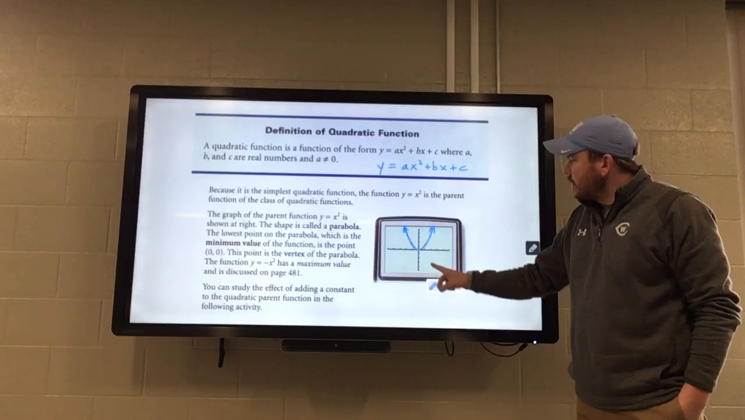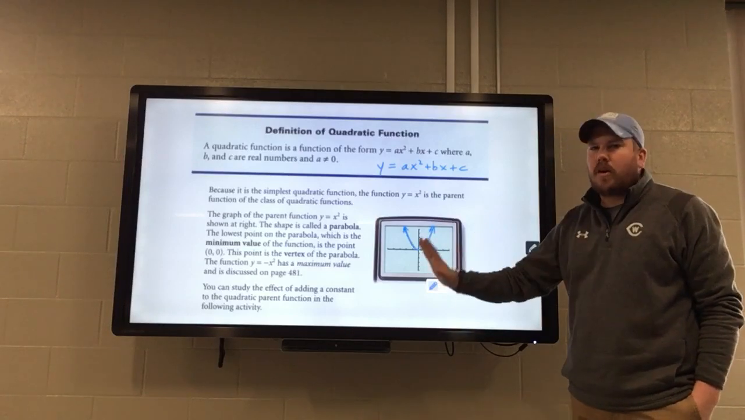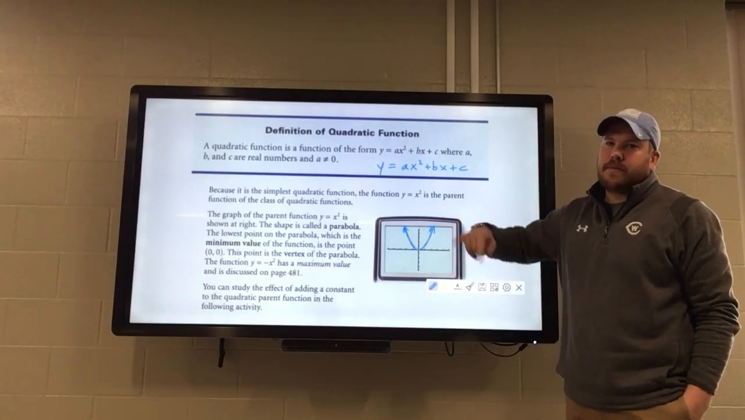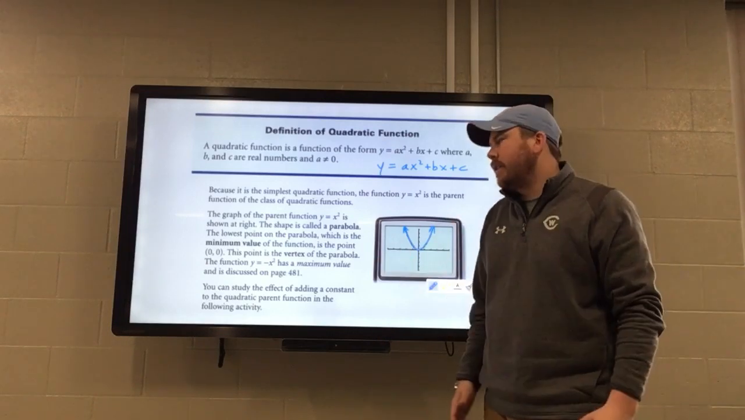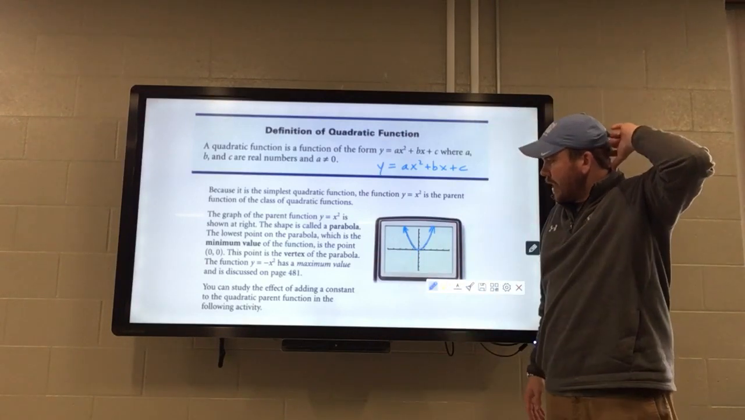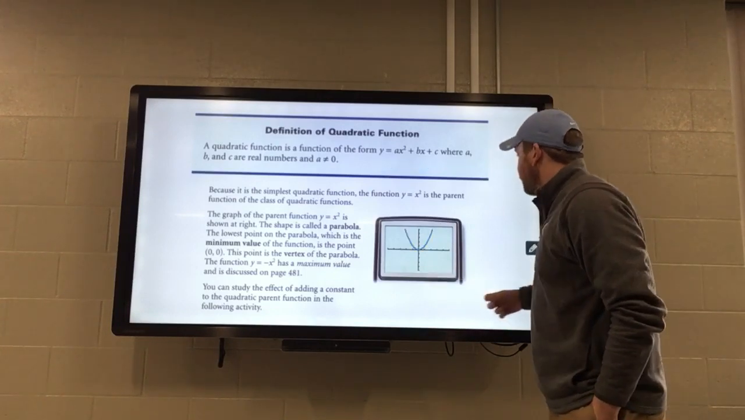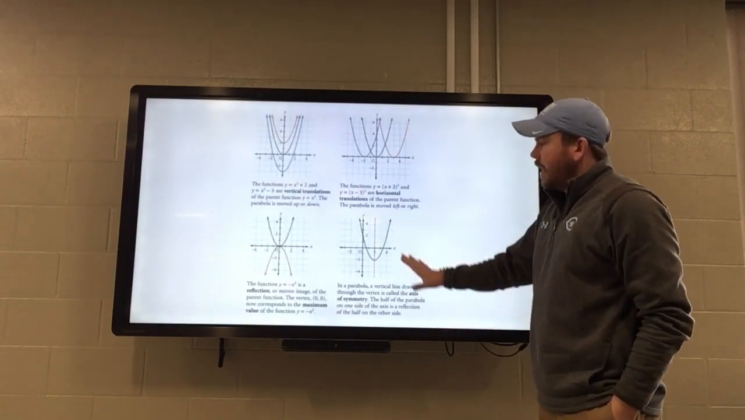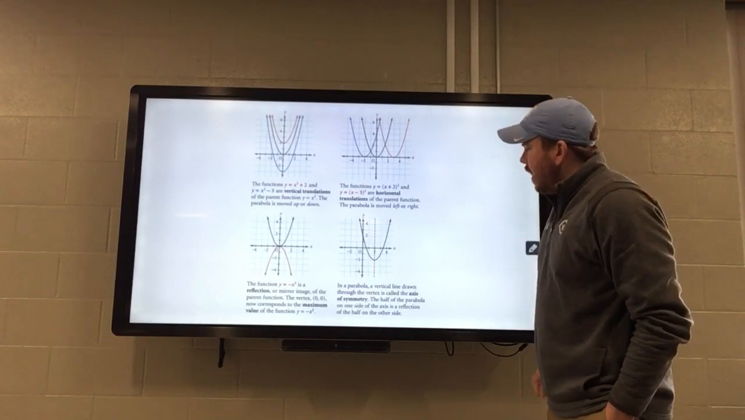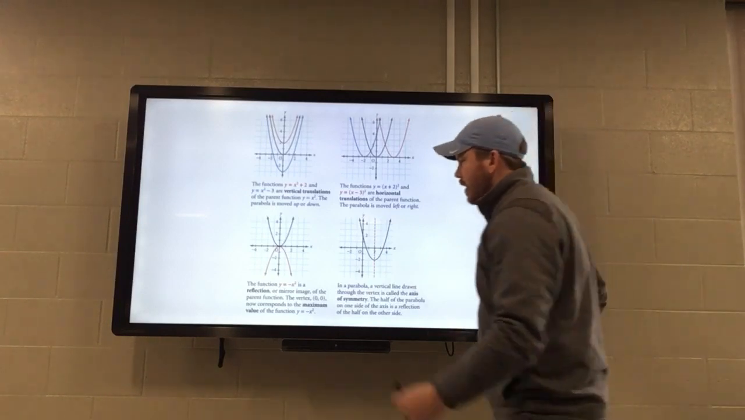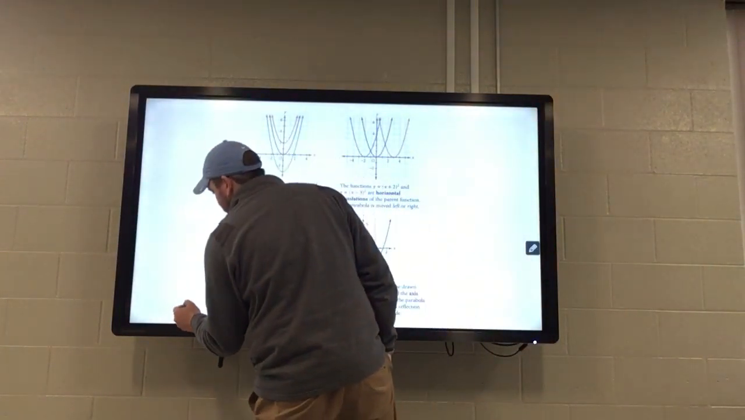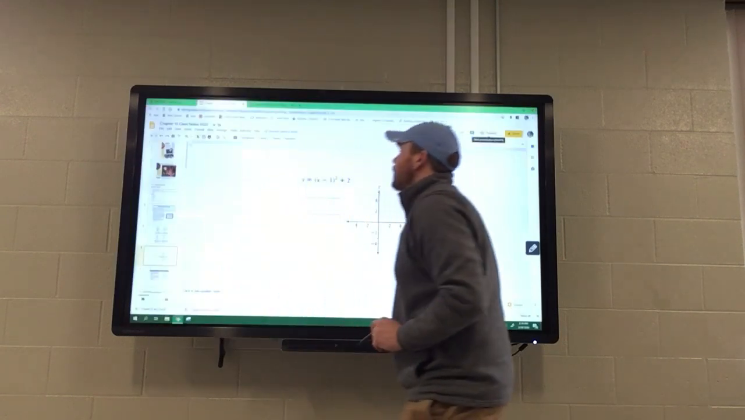What I'm about to show you is we're able to take this parabola and move it all over the coordinate plane. We can even flip it, make it more narrow, make it more wide. We can do all sorts of things with that. Let's go ahead and get started with that. So, like I said, we're able to move it around. Instead of just looking at this, how about we go ahead and use Desmos to see what's actually happening here.